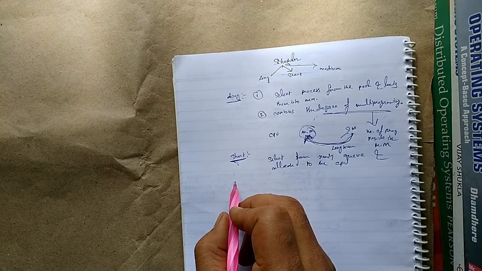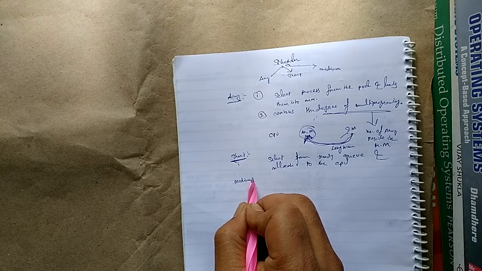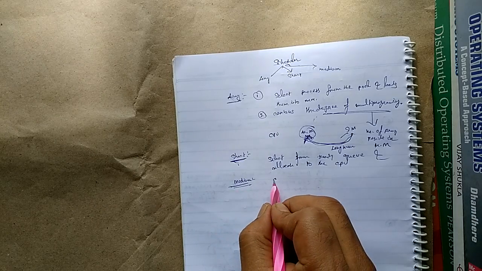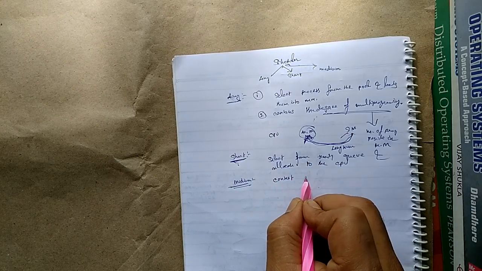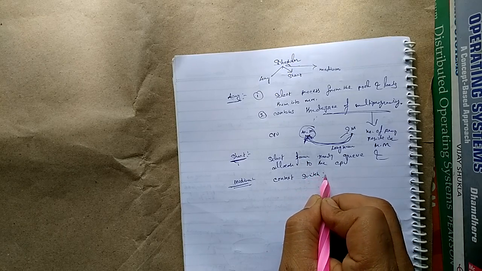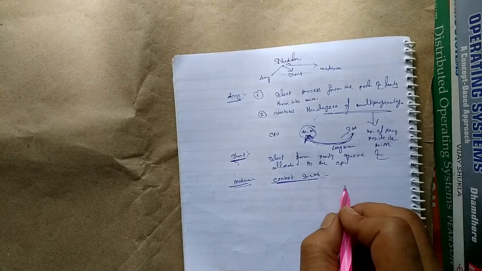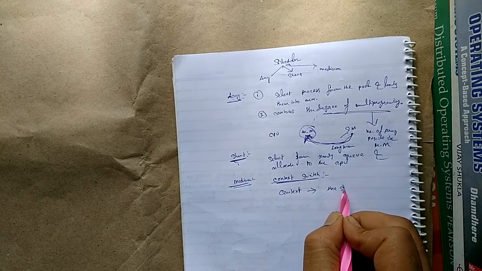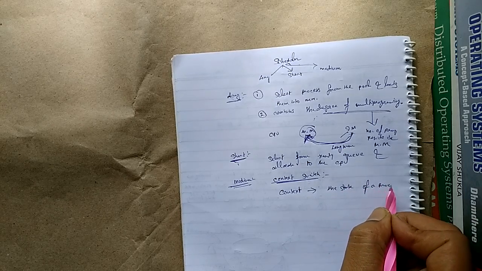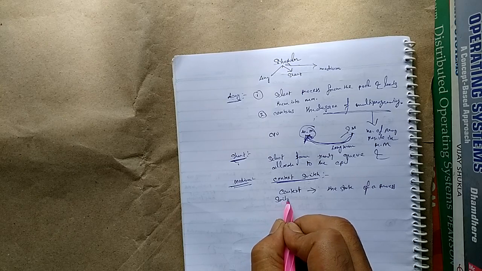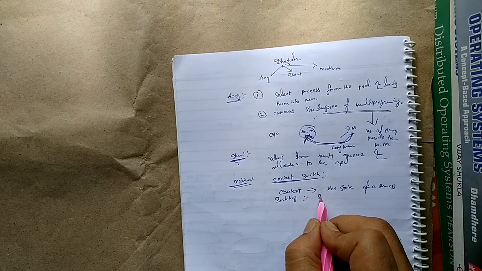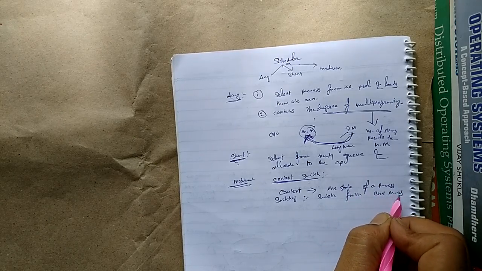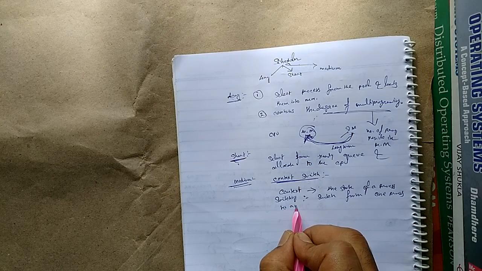Next, we learn about medium term. What does the medium term scheduler do? It does the context switch. What is the meaning of context switch? Context means the state of a process. Switching means switch from one process to another.